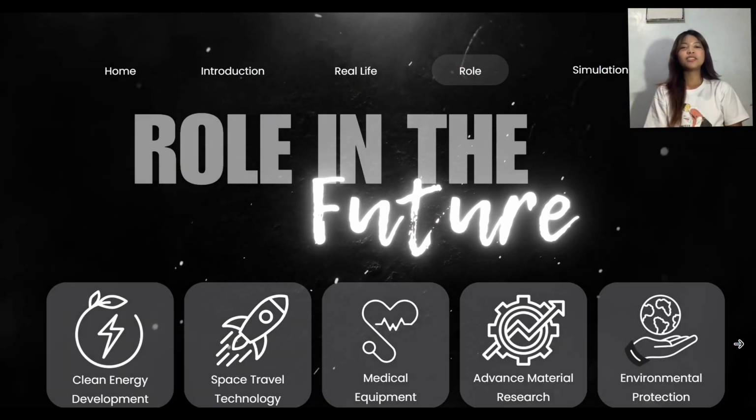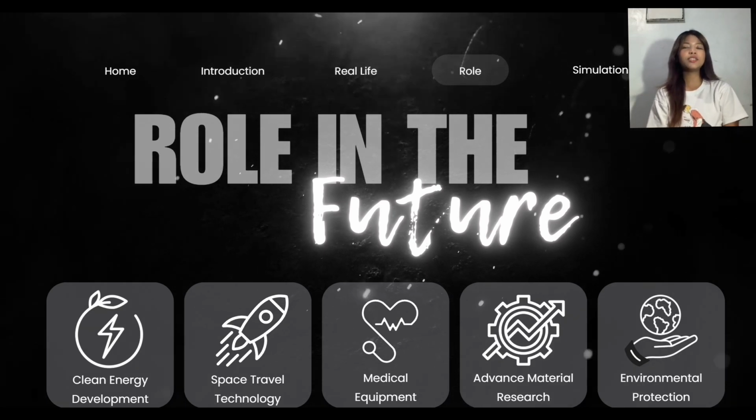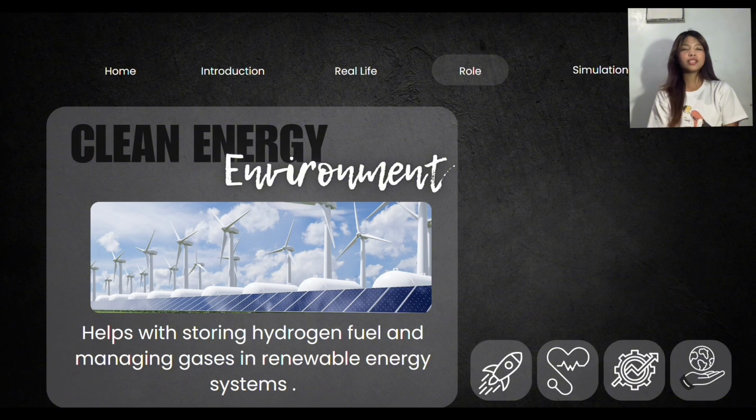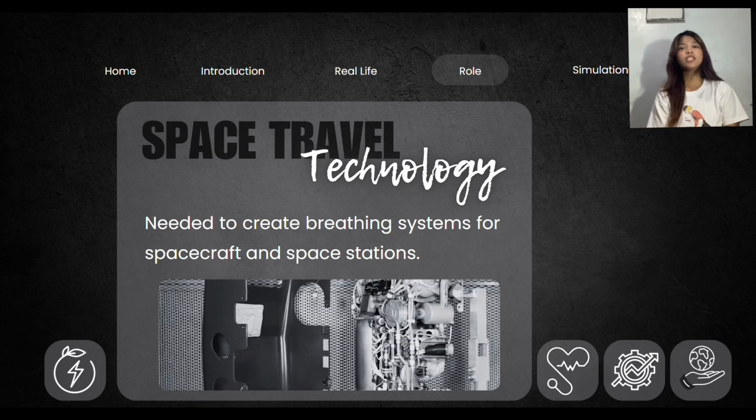So let's talk about its role in the future. Number 1, clean energy. Hydrogen cars and green energy systems depend on storing gases safely and efficiently. Avogadro's law shows that more gas needs more space, helping engineers design the right size tanks. This makes clean fuels and energy storage possible for a greener future. Second, space travel technology. In space habitats, every breath counts. Avogadro's law ensures that adding more astronauts just means adding more gas to keep pressure stable.